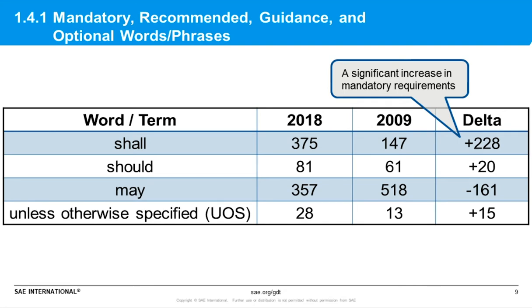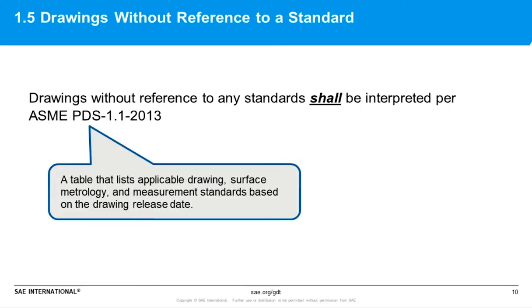And you can see we did a little comparison here, and there's a significant increase in the word "shall," so there's a lot more mandatory requirements. Basically, a lot of the requirements that were optional or used the word "should" have been revised to clarify that they are mandatory requirements. The word "should" increased a little bit by 20, "may" actually decreased significantly, and the phrase "unless otherwise specified" also increased. So that should help provide clarity as well.